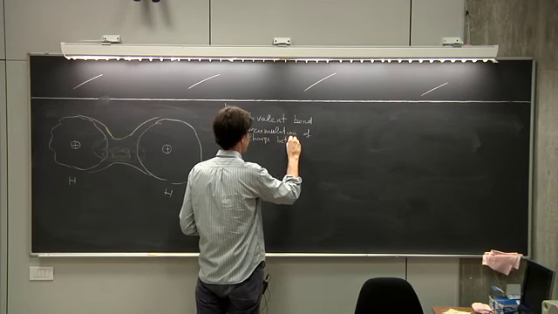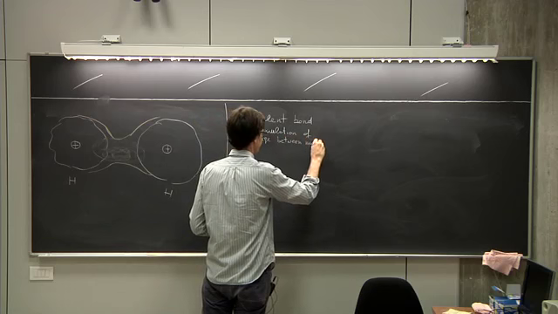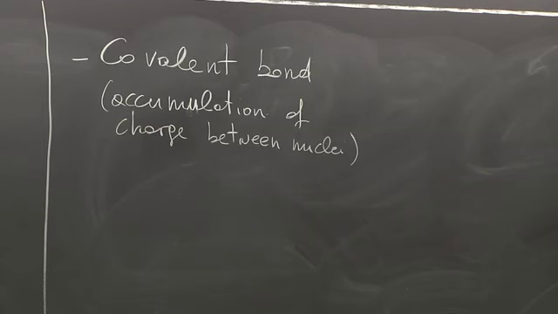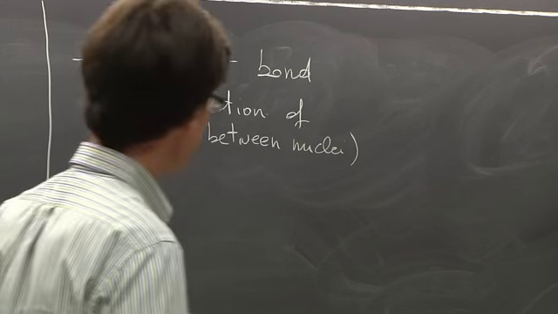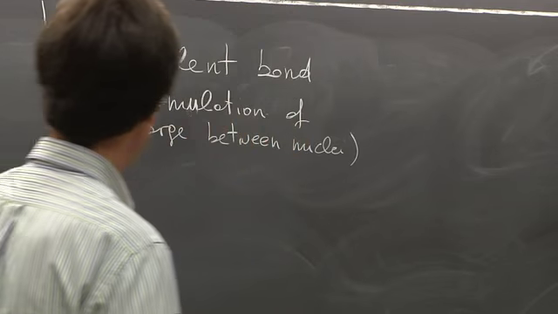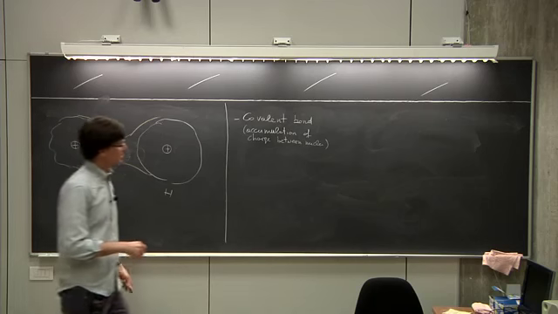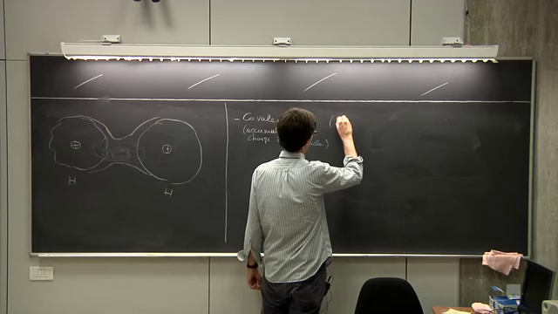between the nuclei, and of course, as a consequence of this, you have a reduction of the energy of the system. The energy of the system goes down. And typically this takes place between like atoms.